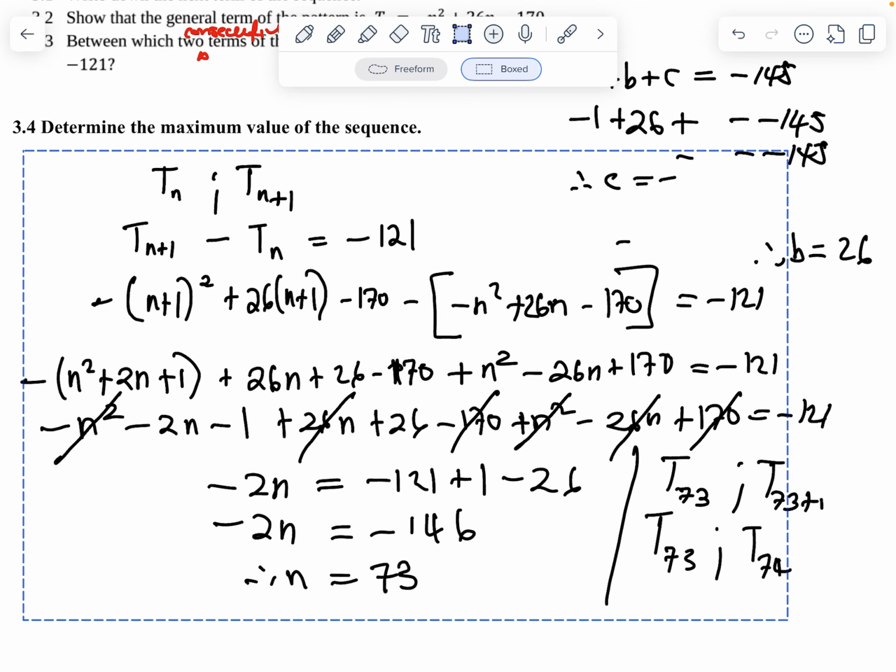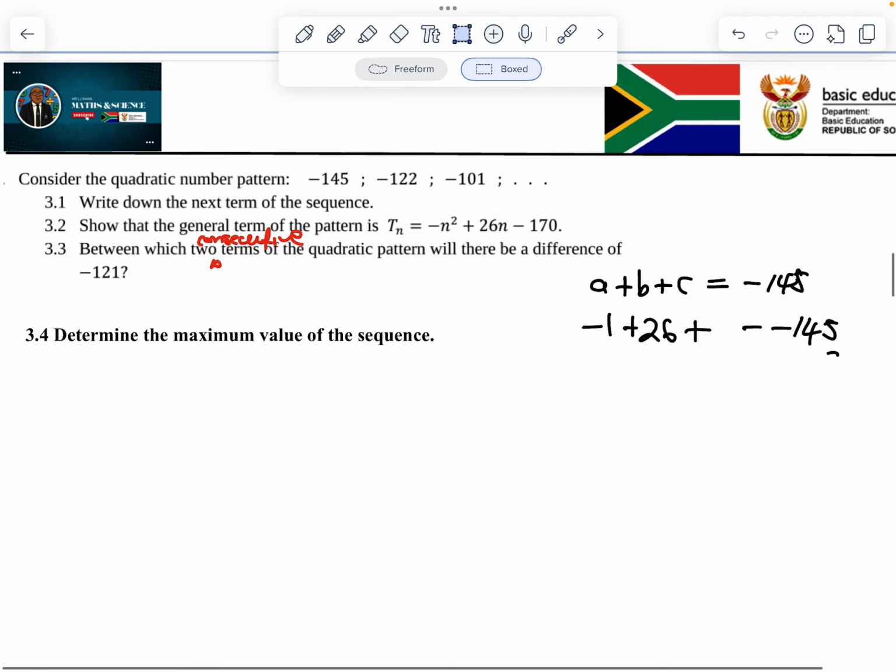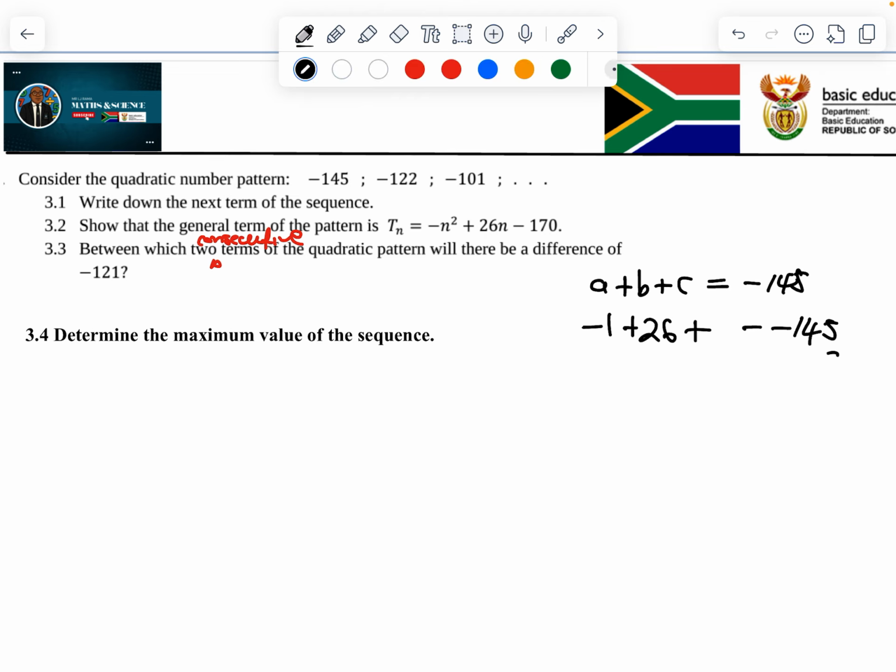Okay. Now moving on to 3.4, I'm going to erase here. In 3.4, they want us to determine the maximum value of the sequence, right? With a quadratic number pattern, every time they say maximum value or minimum value, I want you to shift a bit from number patterns and go back to functions.